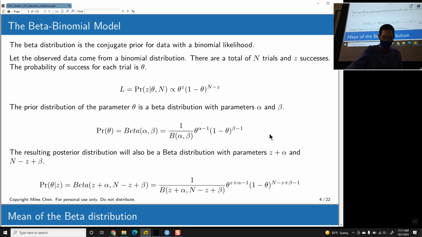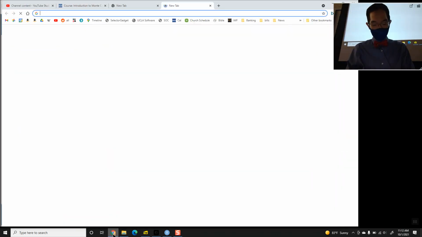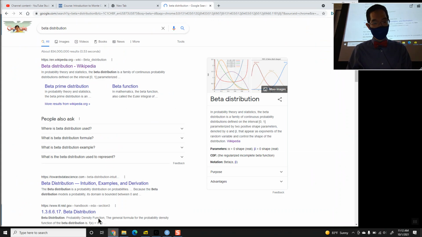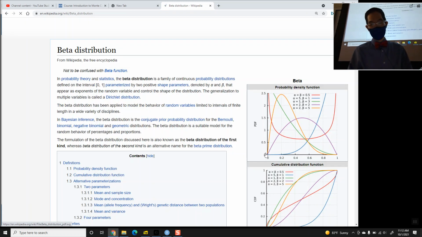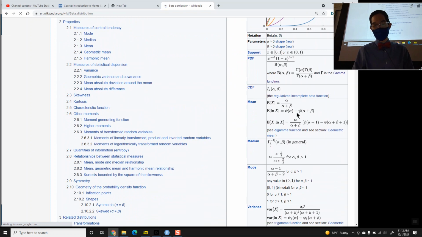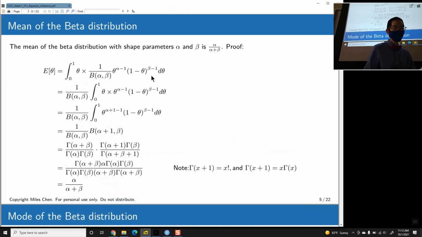Okay, so we've got the beta distribution, and if we go on Wikipedia and look up the beta distribution, we could go through all of these properties, and we say, okay, what is the mean of the beta distribution? If you have shape parameters alpha and beta, the mean is going to be alpha divided by alpha plus beta. I thought it'd be worthwhile to at least explore or prove, derive that somehow. Okay, so let's go ahead and take a look.